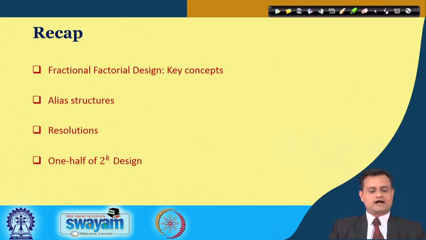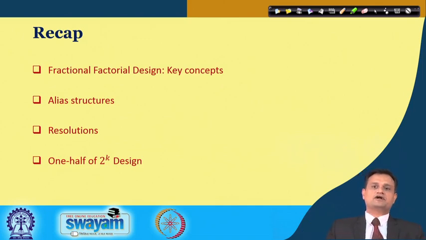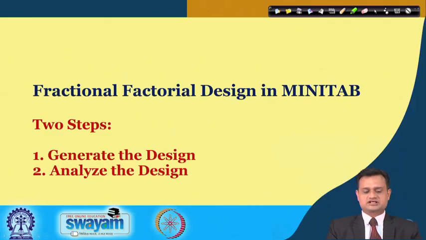This is what we have seen in the last lecture, fractional factorial design, that helps me to get rid of the redundancy in full factorial design. I can figure out the resolution and alias structures, confounding effects, and we had seen the 1/2 2 raised to k design. We will see the Minitab application.